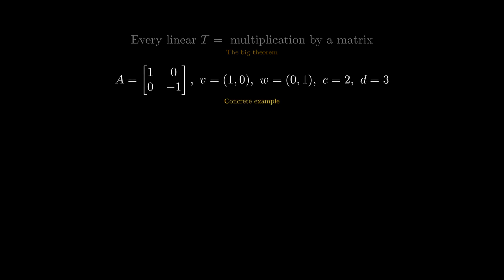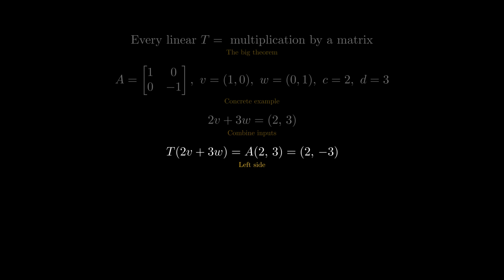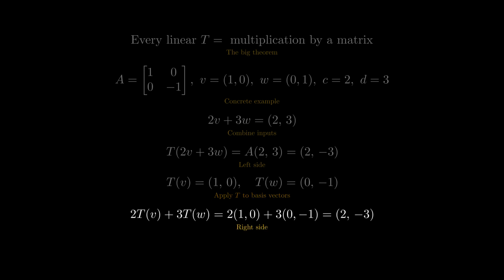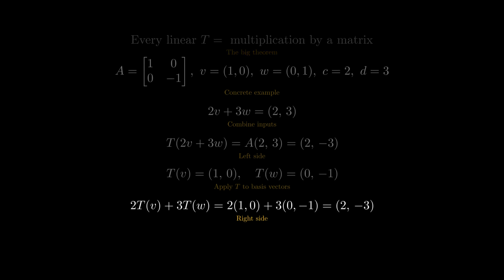Let me verify with one calculation. Take A equal to the diagonal matrix with entries 1 and -1. Let v equal the vector 1, 0, and let w equal the vector 0, 1. Choose c equals 2 and d equals 3. On the left side, T of 2v plus 3w. 2v plus 3w is the vector 2, 3. Apply A to get 2, -3. On the right side, 2T of v plus 3T of w. T of v is 1, 0, so 2T of v is 2, 0. T of w is 0, -1, so 3T of w is 0, -3. Adding these gives 2, -3.